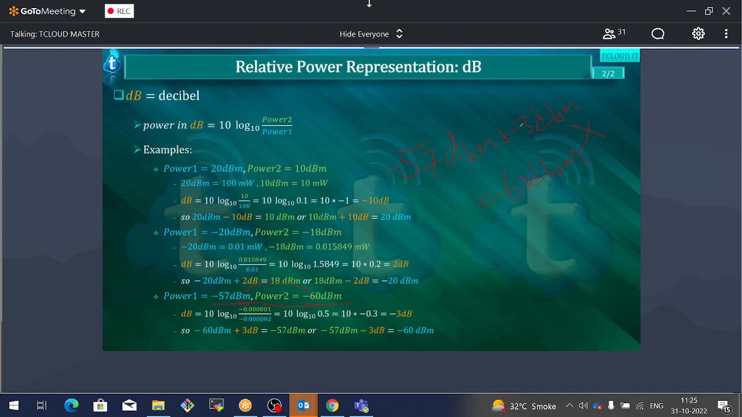If you take it in minuses, they are not linear, they are logarithmic values. That's why the difference between two dBm values always has to be written in dB terms. So dB is basically the difference between two powers. dBm is the absolute value.